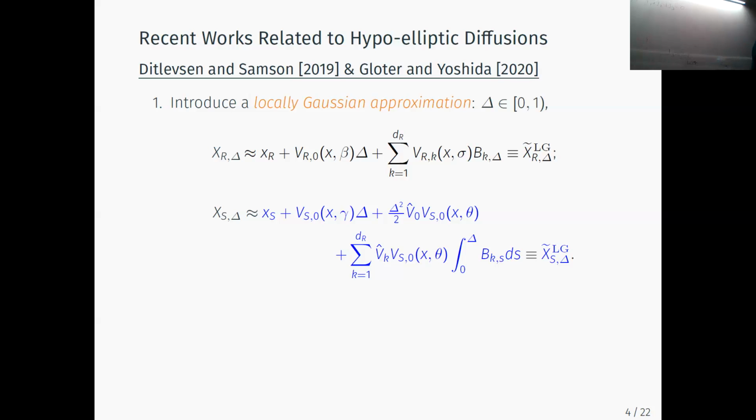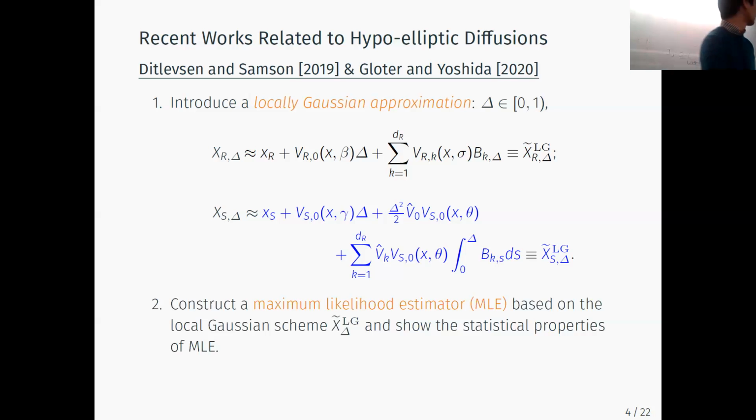And additionally, I mentioned the Helmholtz condition. That condition guarantees that this local Gaussian approximation has a Gaussian density with a positive definite covariance matrix. So the point is the density of the local Gaussian scheme is now tractable, and we can use it as an approximate likelihood for the intractable likelihood of the original X_t.